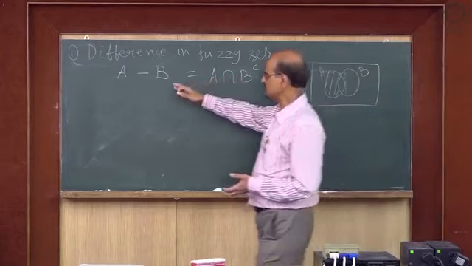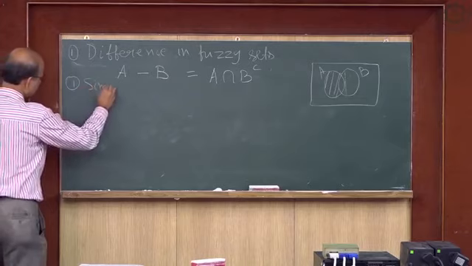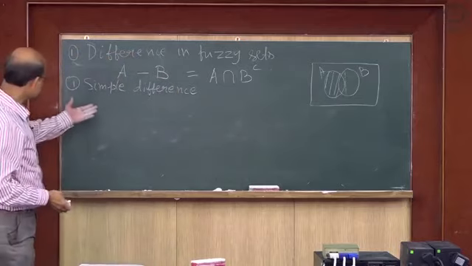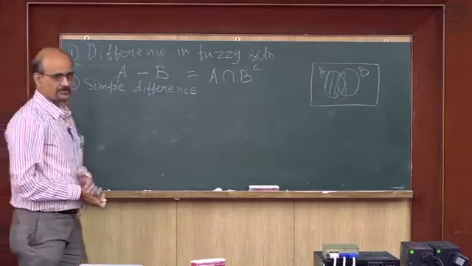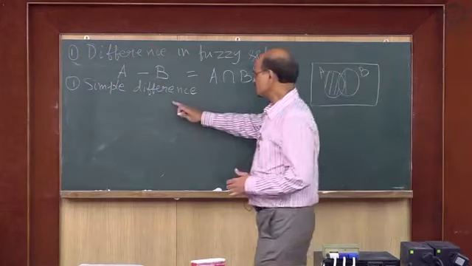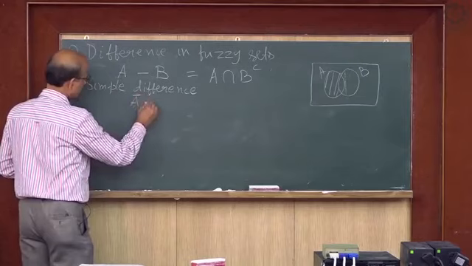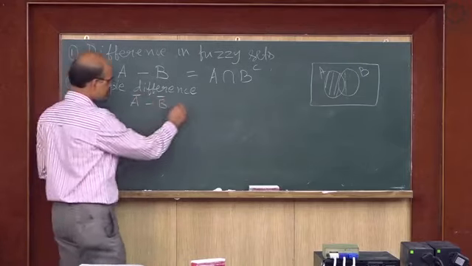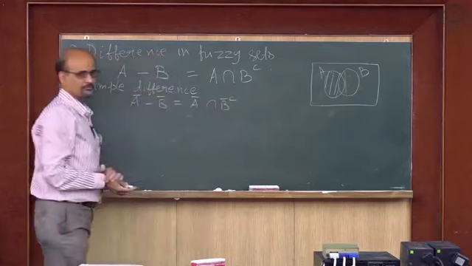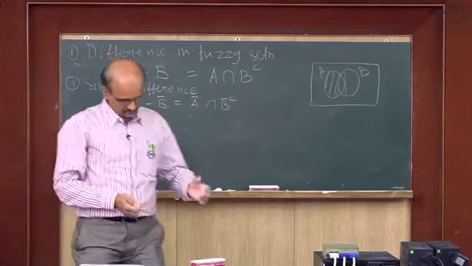Okay. In this we have two types of difference. One is simple difference. First let us start with simple difference, and the other one is bounded difference. Okay. So, simple difference is defined like this, but we have only the fuzzy sets, A minus B as A intersection B bar complement. This is your simple difference. Okay. Let us take one example.